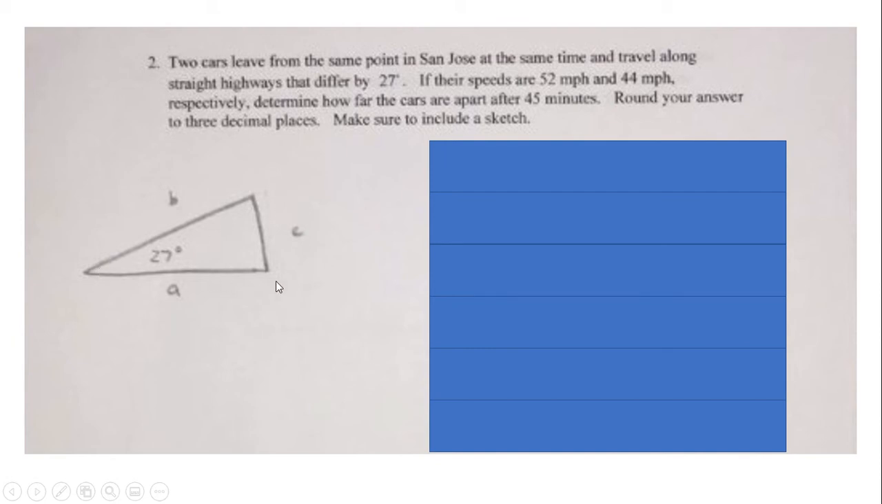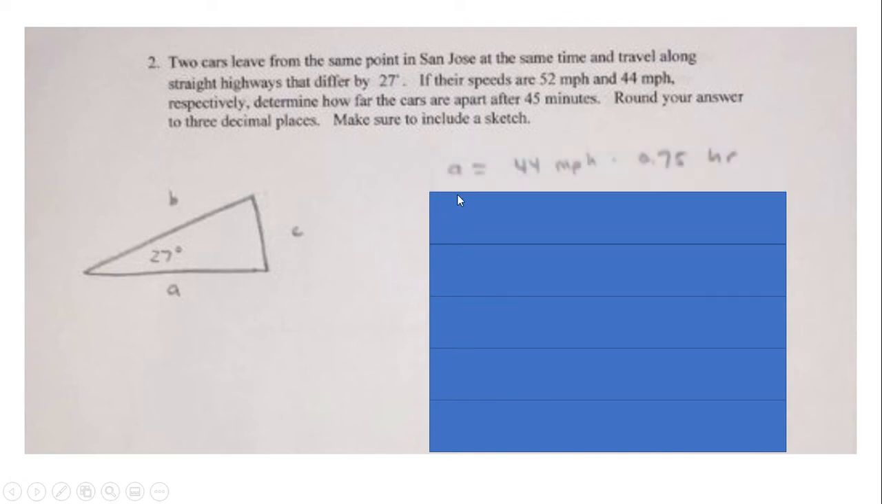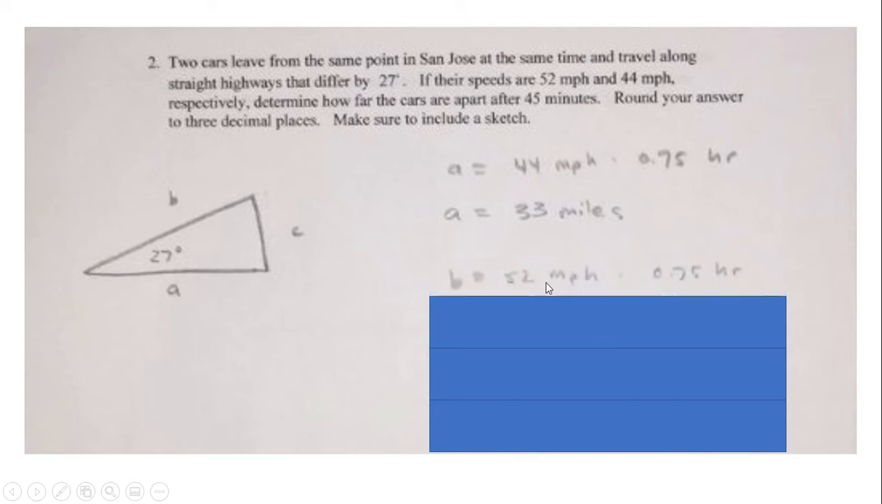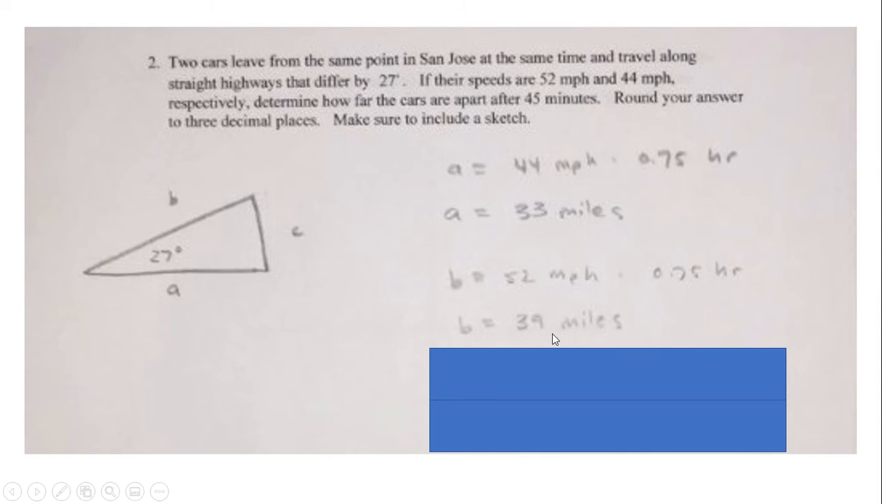Two drivers going in 2 different directions that differ by 27 degrees. I'm going to call this driver A and this driver B. And C is how far apart they are. So let's take a look. A travels for 45 minutes or 0.75 hours at 44 miles per hour. So A is going to be 33 miles. B: 52 miles per hour for 3/4 of an hour, 0.75 hours, equals 39 miles.